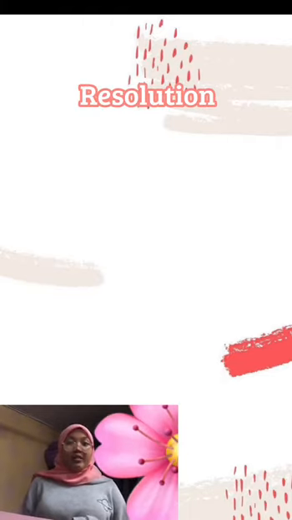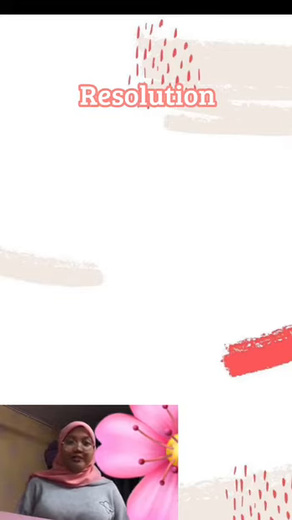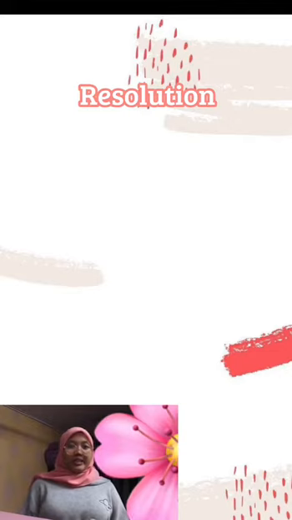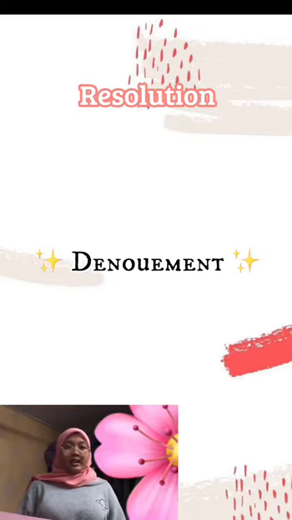Okay, now let's move on to the next element, which is resolution. For your information, the resolution is the part of the story's plot where the main problem is resolved or worked out. The resolution occurs after the falling action and is typically where the story ends. Another term for the resolution is denouement.